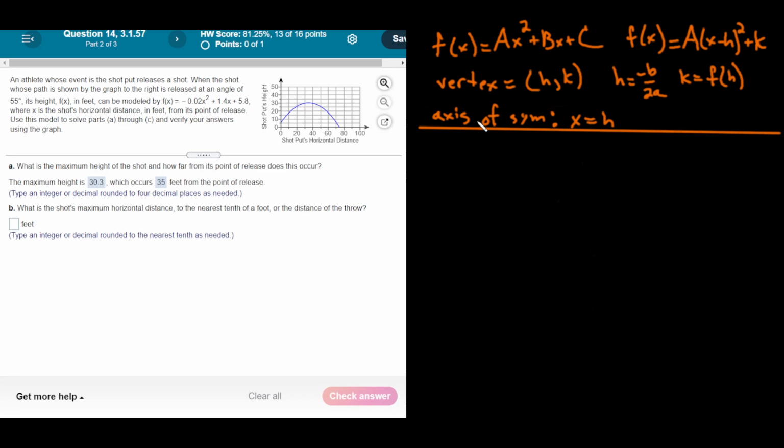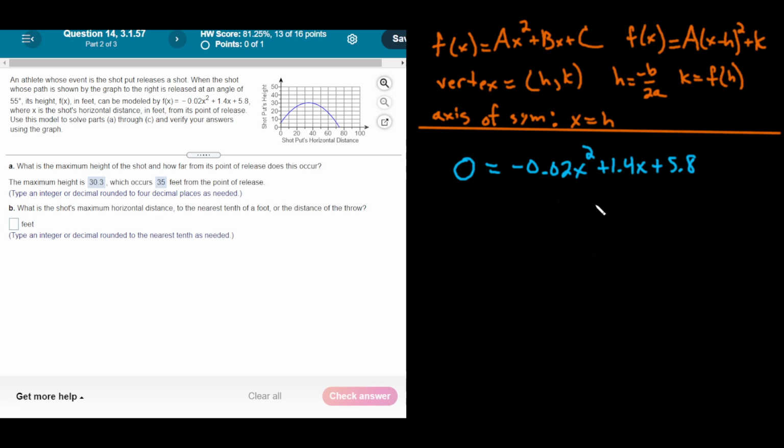Okay, so the original function is f of x equals negative 0.02 x squared plus 1.4 x plus 5.8. Let's tweak this problem a little bit. Oh, and we know we're going to substitute 0 in for your y so we can get the x-intercept. So I'm just going to erase the y, which is f of x. Remember, f of x and y are the same. I'm going to put a 0.